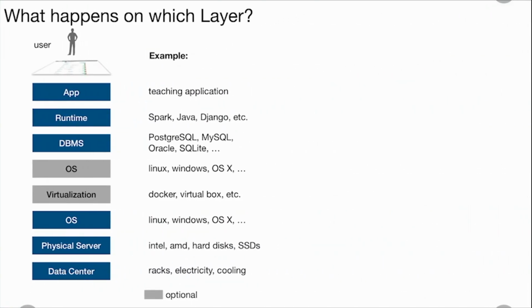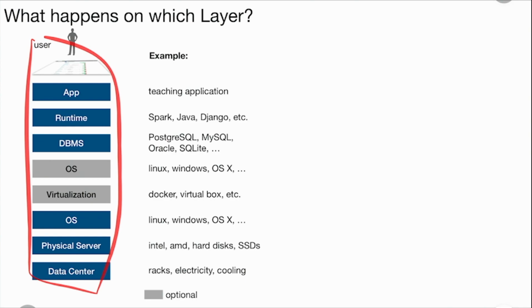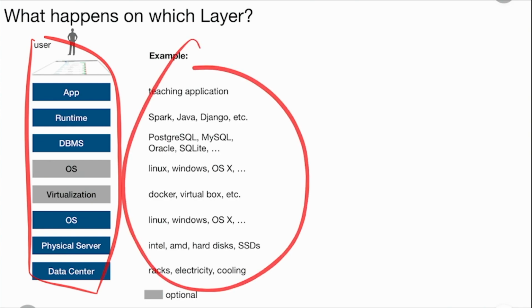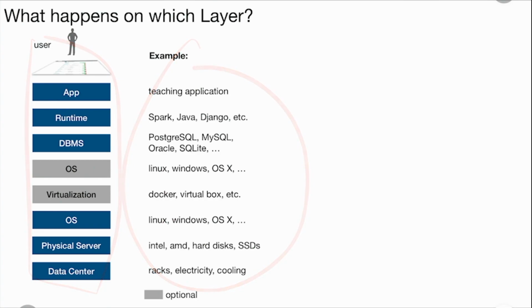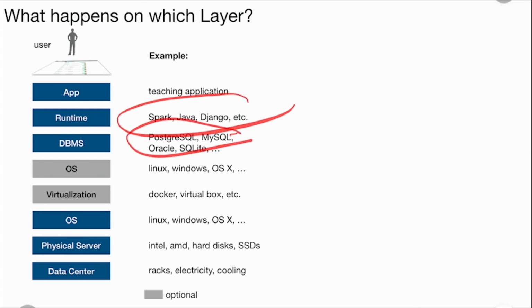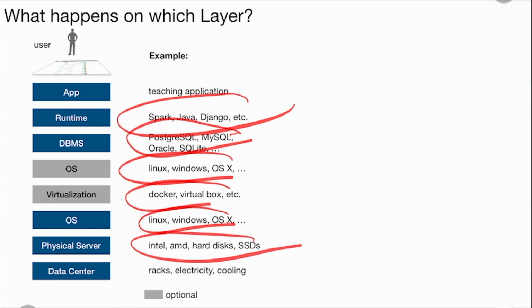Okay, so when you look at those layers, here's some examples of how that may look. Again, here's our stack, and here I write down different systems and hardware that sit on those layers. So the teaching application, that's the actual application being developed in whatever, Python, Rust or whatever. There may be a runtime. Then there's a database system, an operating system, and so forth. And maybe there's Docker, VirtualBox, whatever, Linux. Here we actually find some hardware. Here we find some racks and electricity and some cooling.